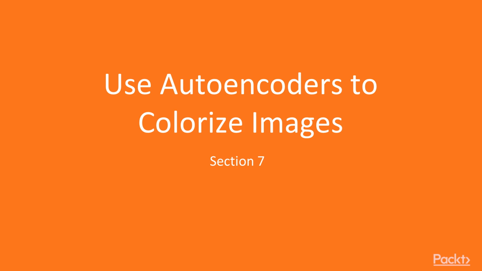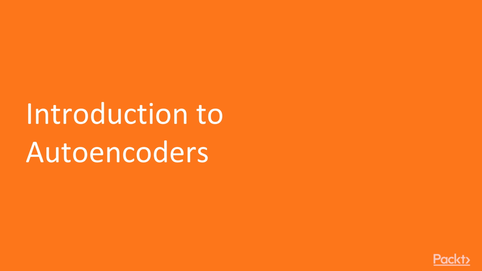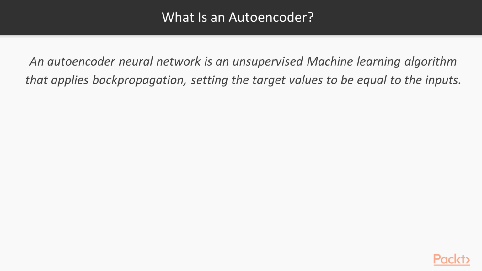In section 7, we will learn about how to use autoencoders to colorize images. Introduction to autoencoders. But what exactly is an autoencoder?